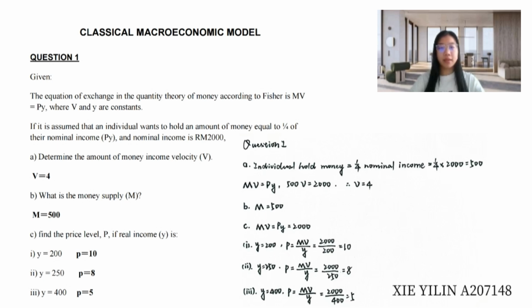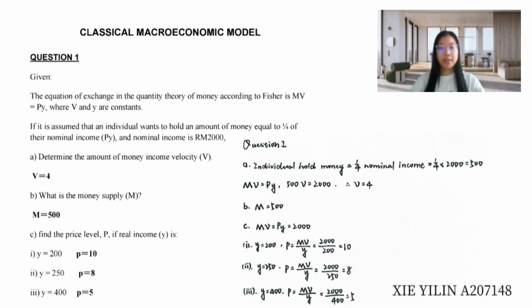First, let's look at question 1. It says that an individual wants to hold an amount of money equal to 1/4 of their nominal income, and the nominal income is 2,000 ringgit. From this information, we know that the money supply equals 1/4 of the nominal income, which means M equals 1/4 multiplied by 2,000. So M equals 500. Therefore, for the second question, the money supply is 500 ringgit.